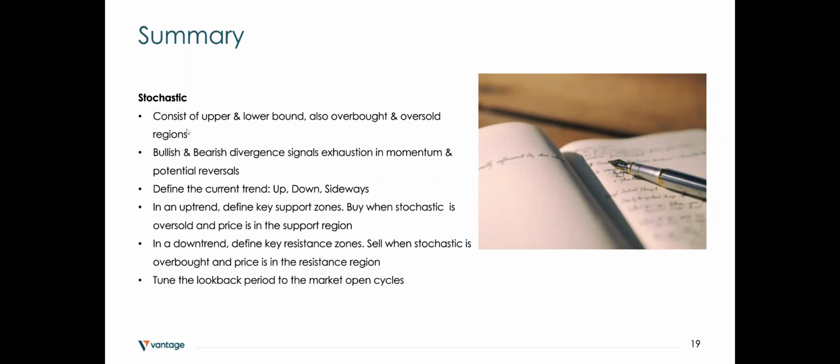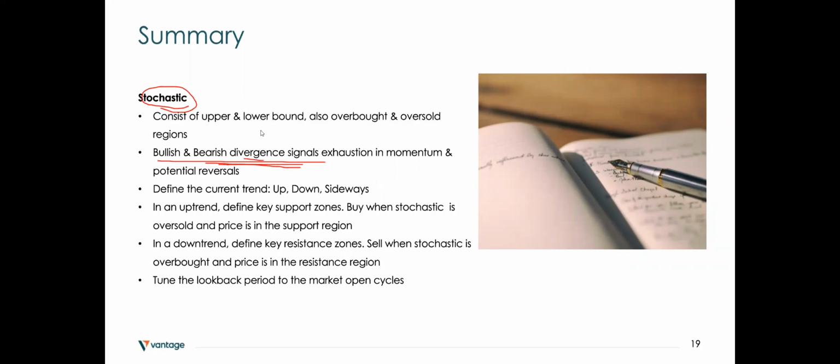Okay, so again, the most basic ones: there is an upper and lower bound, which can also be defined as the overbought and oversold region. The next step to stochastic is to be able to identify bullish and bearish divergence signals. Again, this is sort of an advanced step when you consider stochastics.